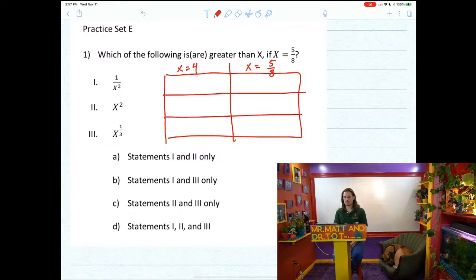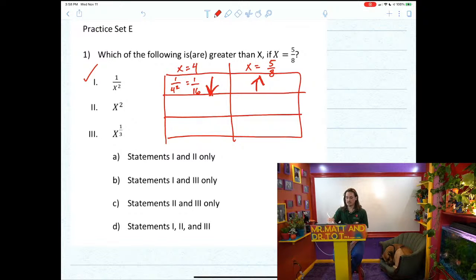If x were greater than 1, like 4, then 1 over x squared would turn into 1 over 4 squared. That would be 1/16. That is definitely a decrease from 4. So a number in between 0 and 1 is going to have the opposite effect. So it's going to actually increase. So I know that statement 1 is true.